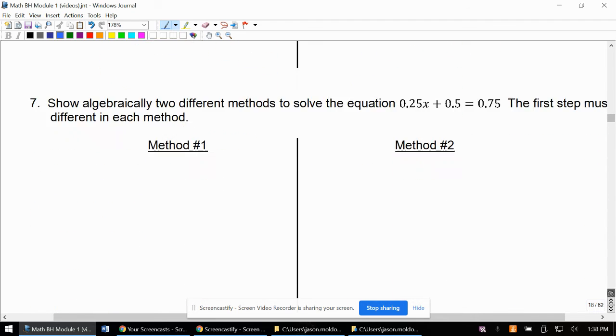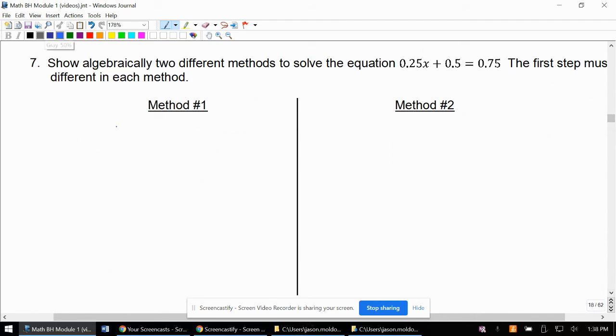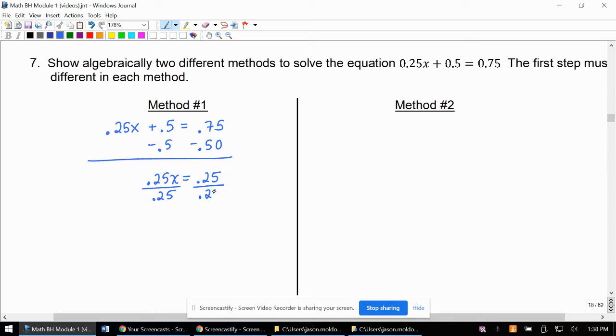Now we're going to do the same thing with decimals. So 0.25x, or 25 hundredths times x, plus 5 tenths equals 75 hundredths. Without clearing, we subtract and line up our decimals and add in that extra 0. Divide by 0.25, and x equals 1.